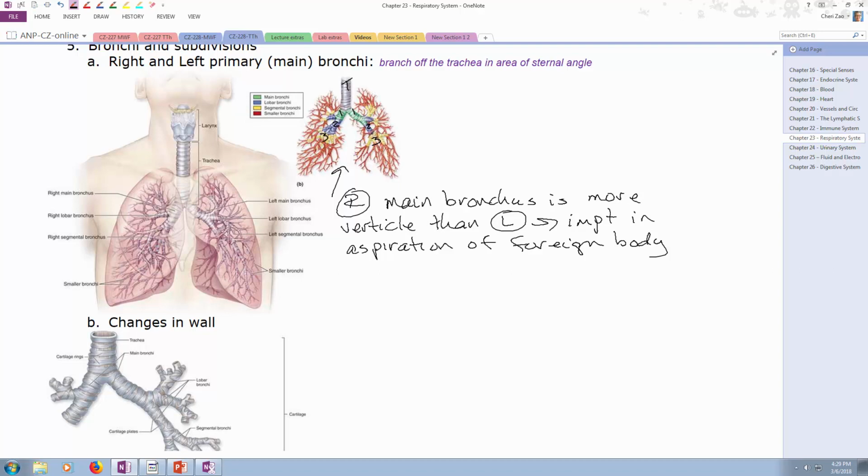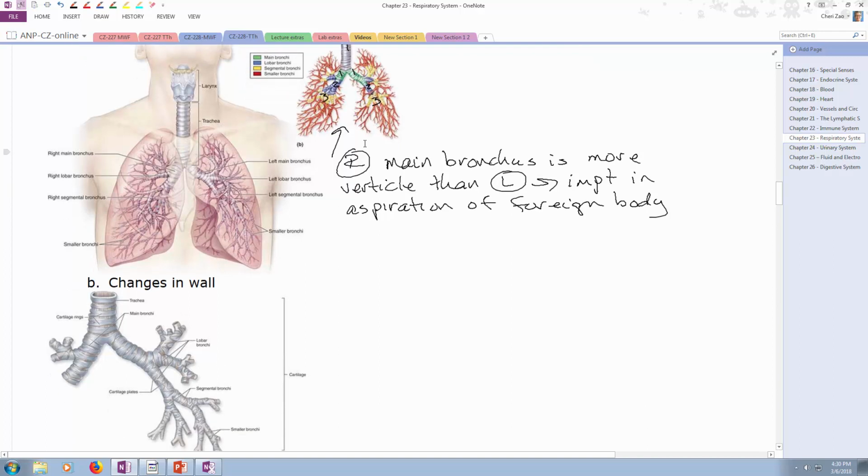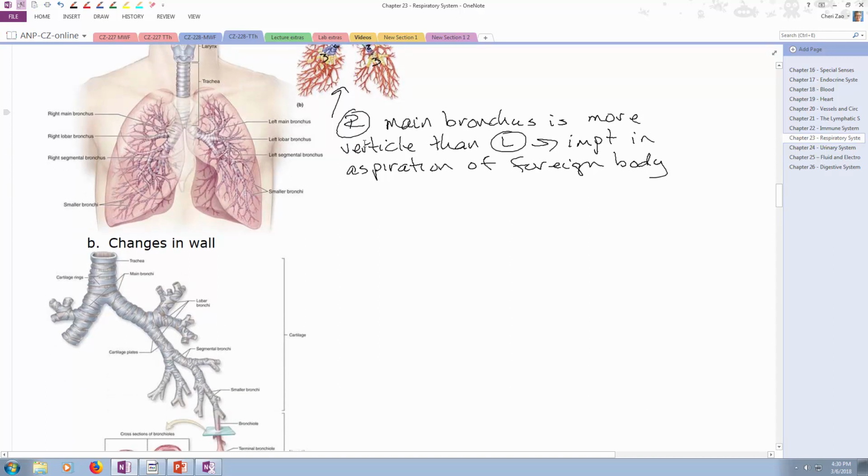And as we continue to go down, we get smaller and smaller in our branching. So theoretically, you have quaternary and other names. But as long as we have cartilage in the walls, it is a bronchus. It becomes a bronchiole when there is no cartilage in the wall. So the only thing keeping the lumen patent at that level is actually smooth muscle.